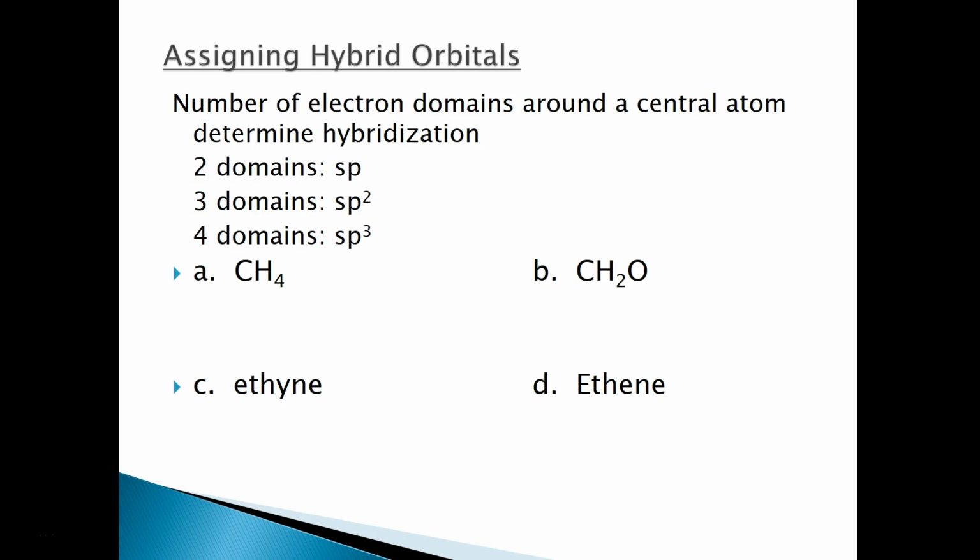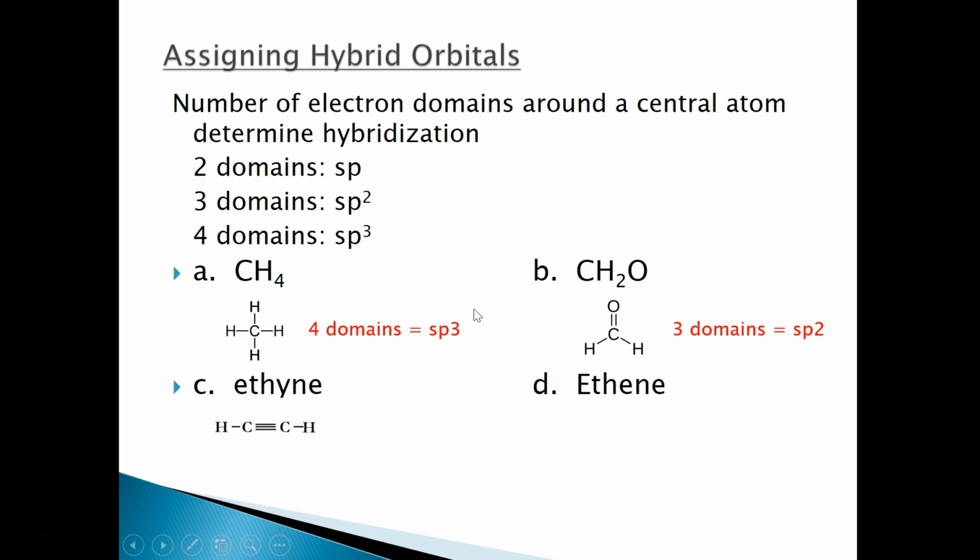So whenever you're asked to determine the hybridization around a particular molecule, a good step is to actually draw the molecule so that you can determine the number of electron domains around that atom. So methane looks like so. We see that methane has 4 electron domains around the carbon, so the hybridization around that carbon atom is sp3. CH2O, this is methanol, which has a structure like so. We see that the carbon atom has 3 electron domains surrounding it, so its hybridization will be sp2.